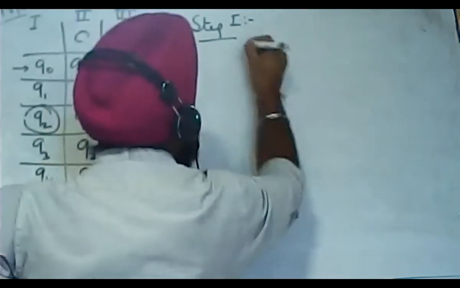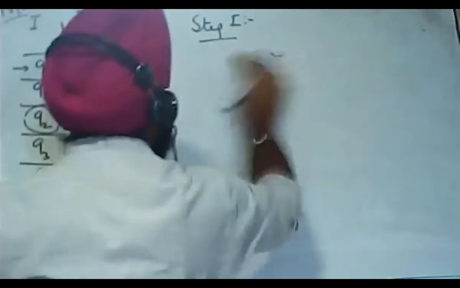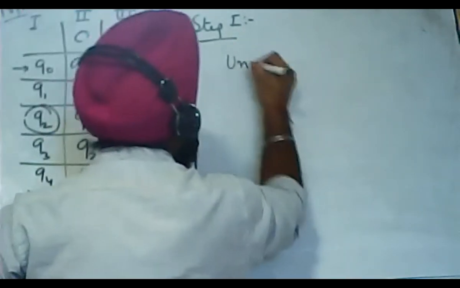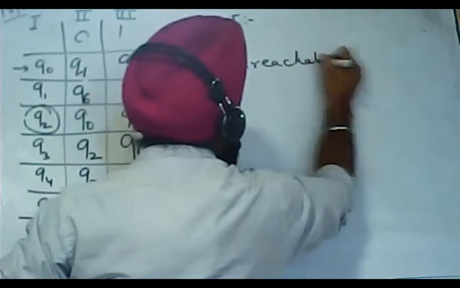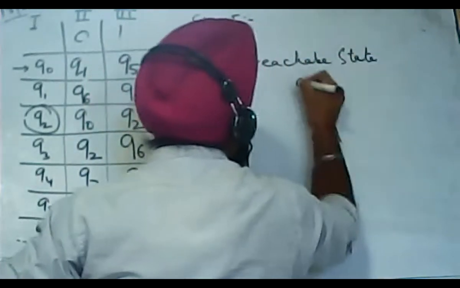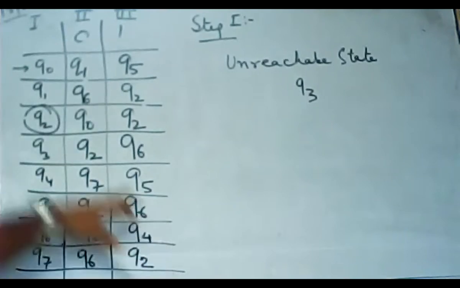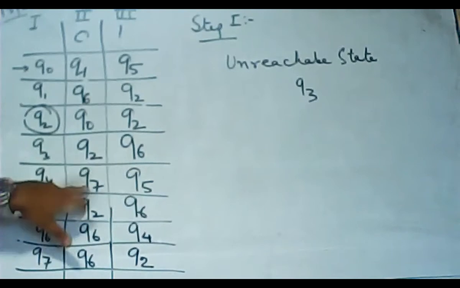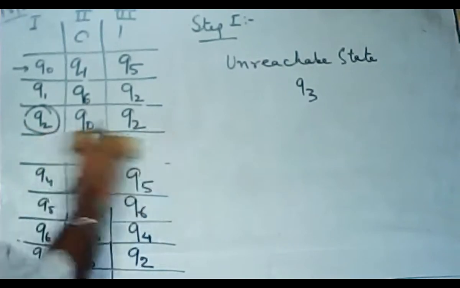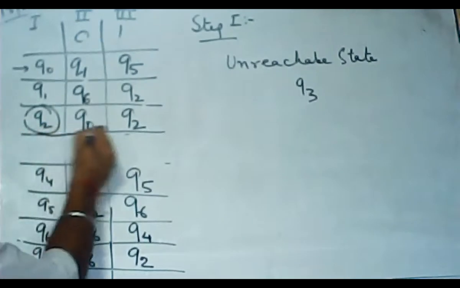So the first unreachable state which we have identified from the table is Q3. Unreachable state is Q3. Next, again Q4. So Q4 is written over here. Next Q5 is also written. Q6 is written. Q7 is written. That's it. It means you have to eliminate. What you have to do? You have to eliminate this Q3 state along with its transitions.